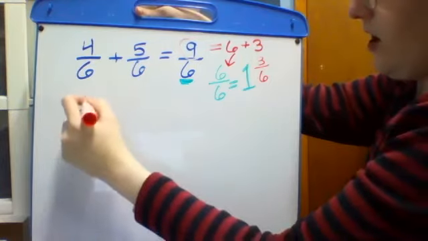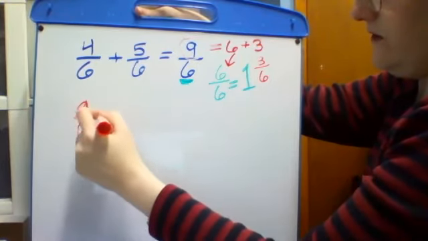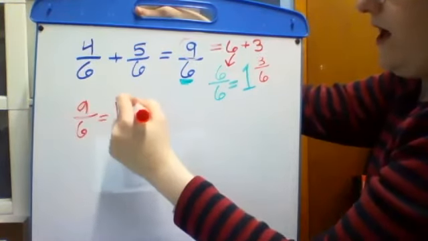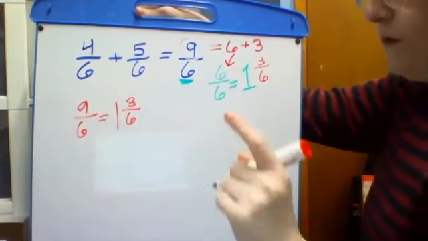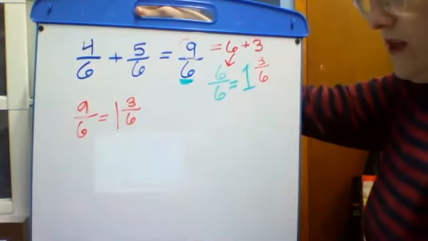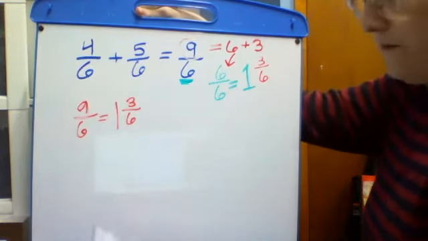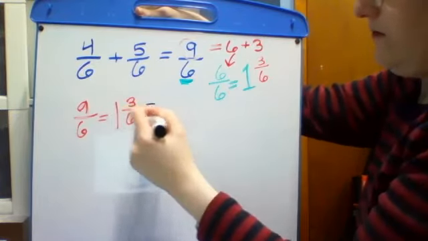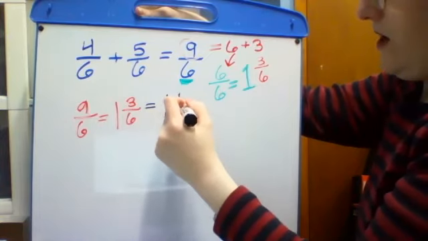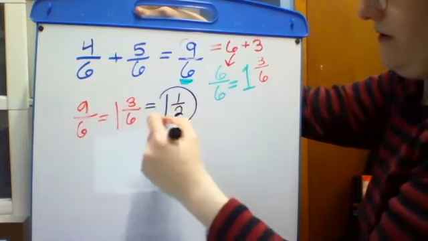So my 9/6 is equal to 1 and 3/6. But wait, we should all be thinking, wait, Mrs. Spiro, 3/6 is not in simplest form. So we're going to simplify that to be 1 and 1/2.